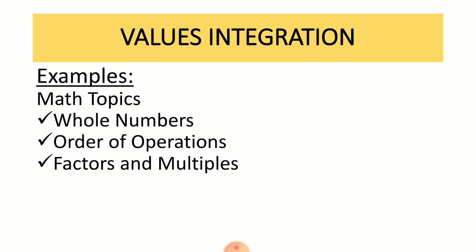Another, we have factors and multiples. You can associate this with the idea of organizing things. So you group all items that have a common factor together. That is organization. You may ask the questions, what are some benefits of being organized? How do you deal with people who are having a hard time organizing things?